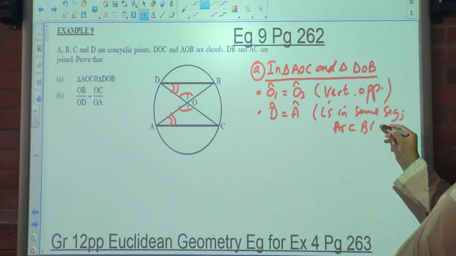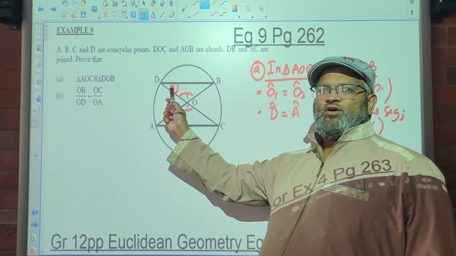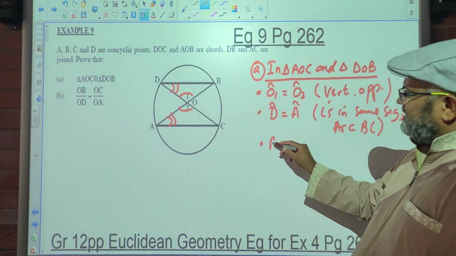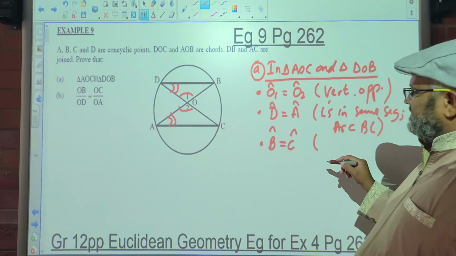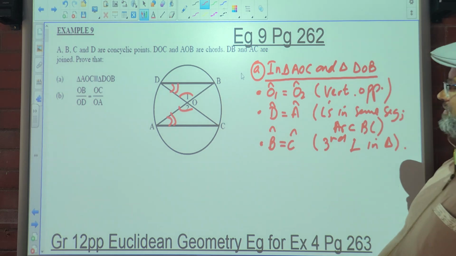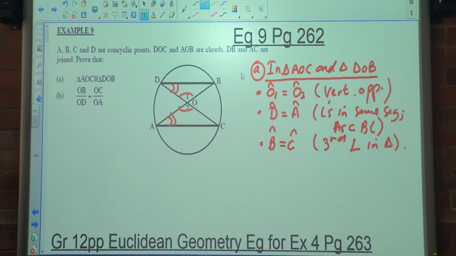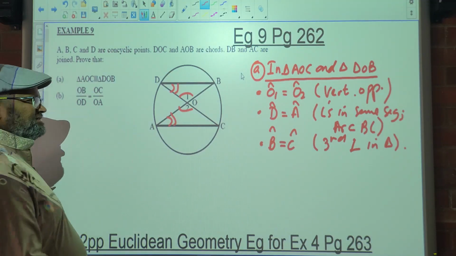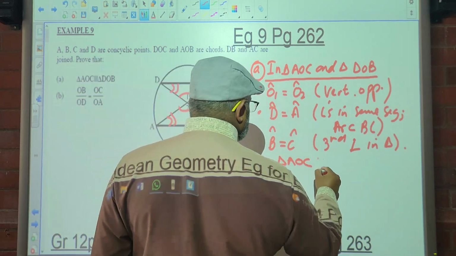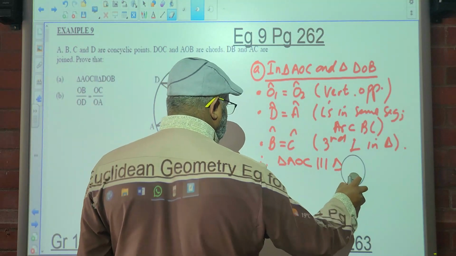Why did I have to draw two arcs here? Because drawing one arc means that if I draw one arc here, those angles are also equal. And then angle B is equal to angle C. Why? Third angle in triangle. Or you could have written angles in the same segment. People, is that enough to conclude similarity? Yes. So therefore triangle AOC is similar to triangle DOB.